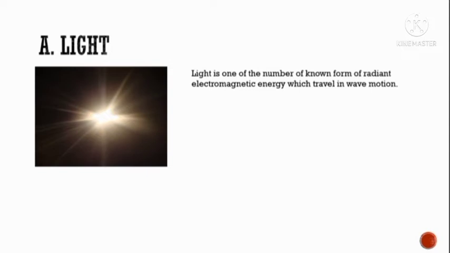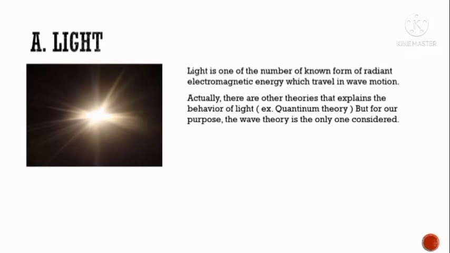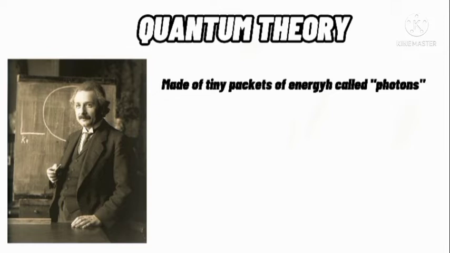When we say radiant energy, it is the energy that is transferred by electromagnetic radiation such as light, X-rays, gamma rays, and thermal radiation, which may be described in terms of either discrete packets of energy called photons or continuous electromagnetic waves. Actually, there are other theories that explain the behavior of light. For example, quantum theory. According to Einstein's quantum theory of light, it is made up of tiny packets of energy called photons that exhibit wave-like properties.